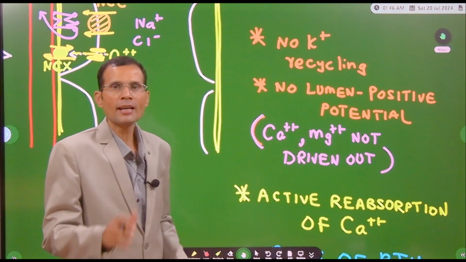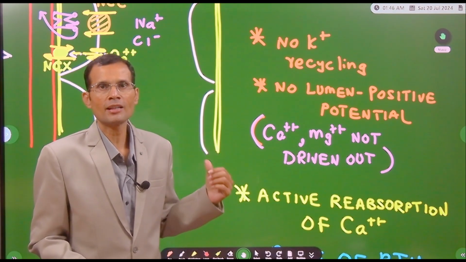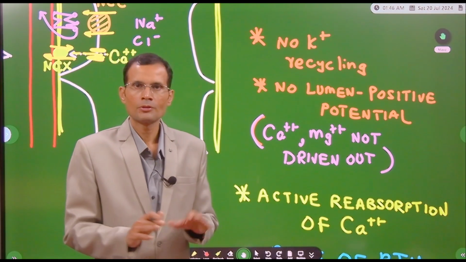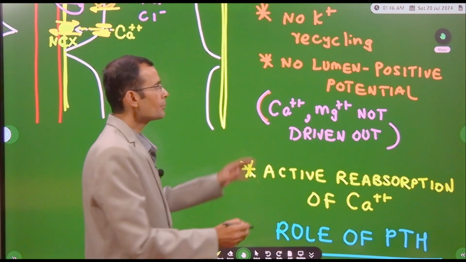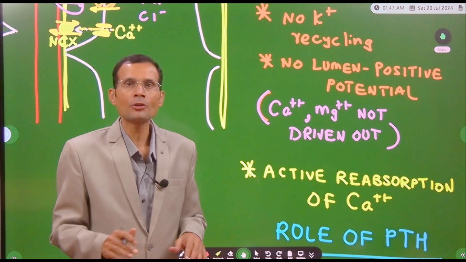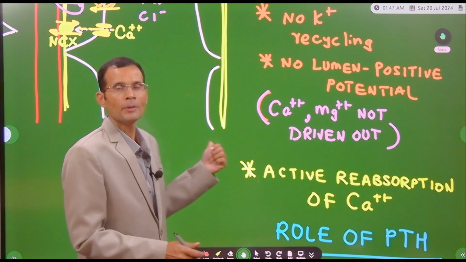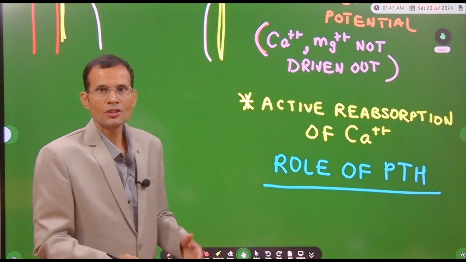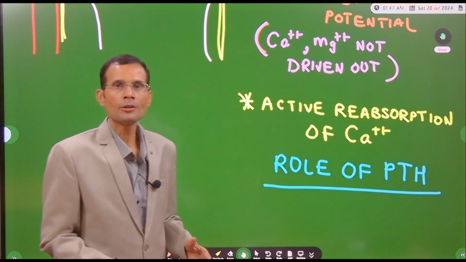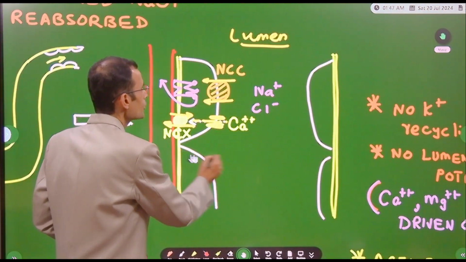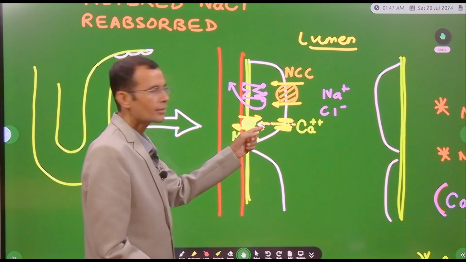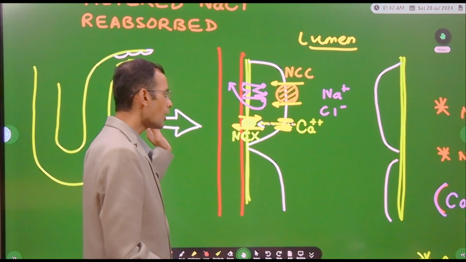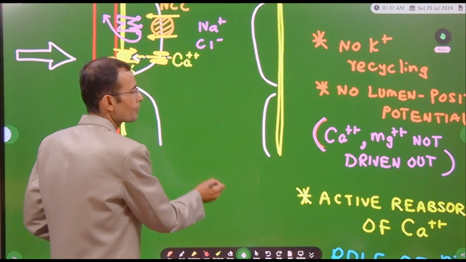There is no potassium recycling over here, which was happening in the thick ascending limb of loop of Henle, and therefore there is no lumen positive potential, right? So calcium and magnesium are not driven out by electrochemical gradient in this particular part, in the DCT, all right? And yet, as I mentioned just now, there is active reabsorption of calcium by these two transporters. Calcium enters the cell by channel in the apical membrane, and then NCX will send the calcium out of the cell and reaching the blood.